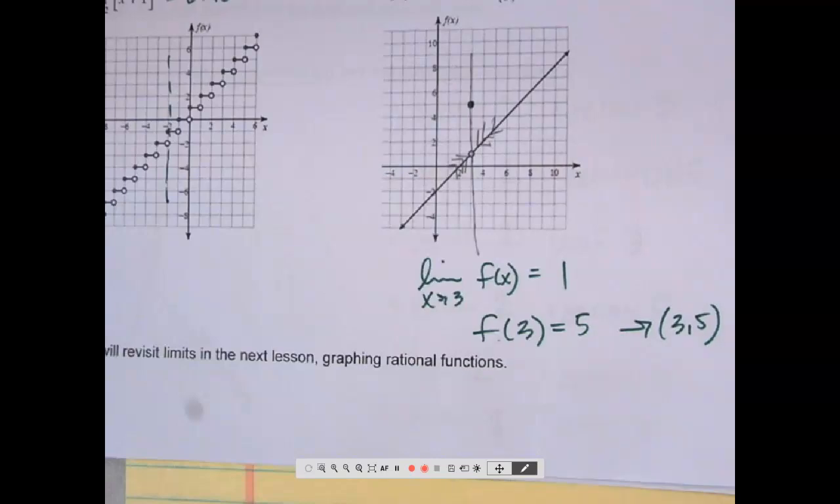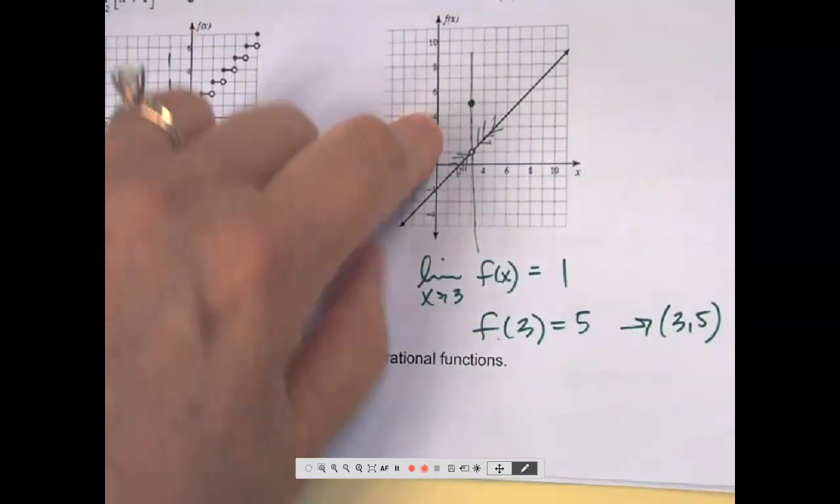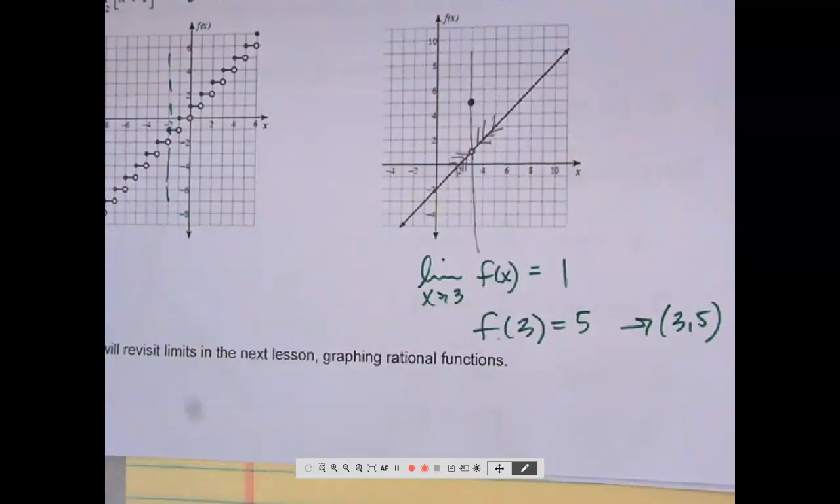Is this a continuous function? No, because those are not the same. I'm approaching 1, but when I get there, that point's undefined, right? I've got this point hanging out in space up here. So it's a discontinuous graph because it doesn't go straight. There's that little break in it.